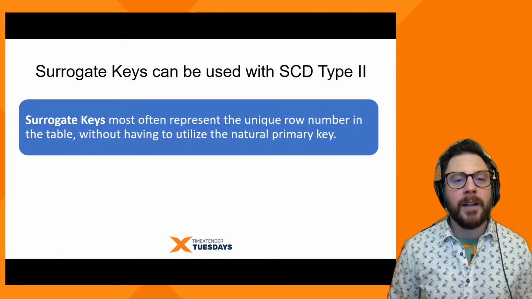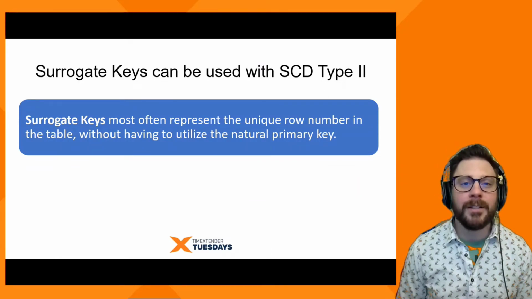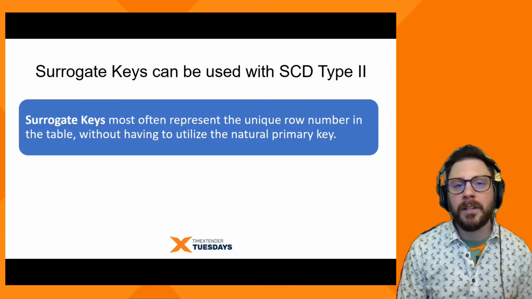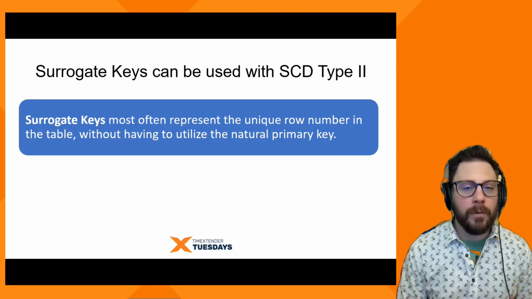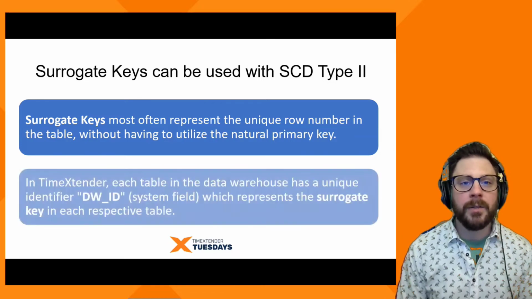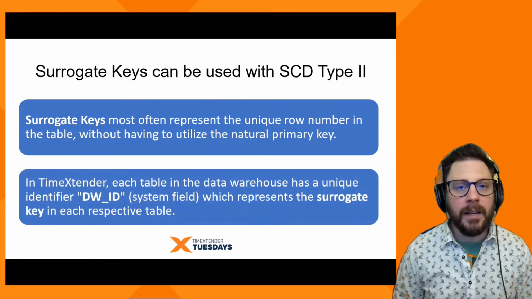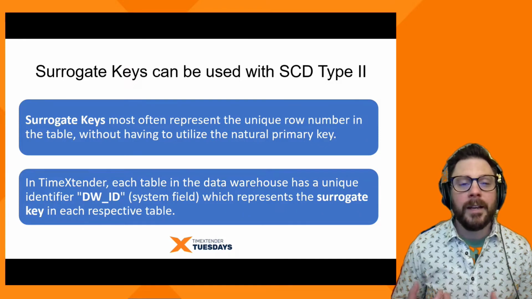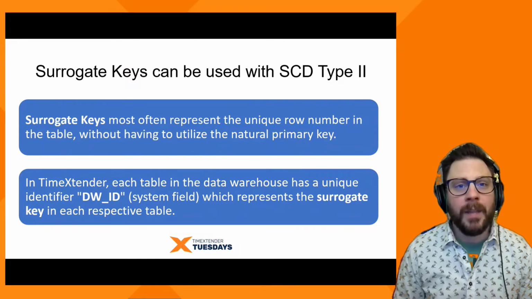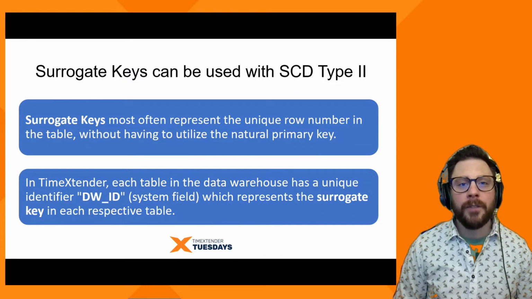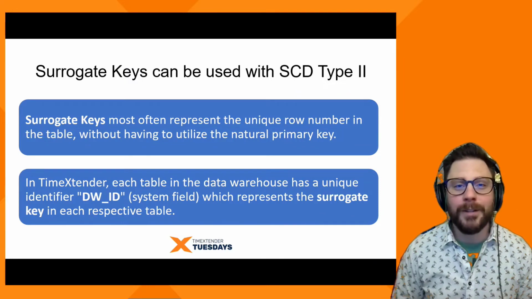When we talk about using a natural key in our slowly changing dimensions, it's important to know that we have another technique available if there is no obvious natural key, and that would be a surrogate key. In this case, we can use a DWID, which is one of the system fields, for us to use and track those changes. And we have our very own Wahyudi who will walk us through how to do this in TimeXtender.